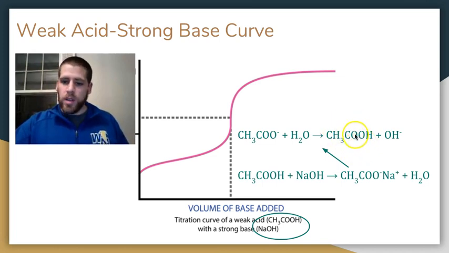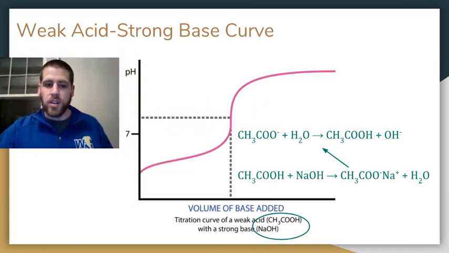It's going to reach an equilibrium with the undissociated acid, leaving behind an OH, which then leaves our final pH a little bit high. We've neutralized all our acid, but because of the hydrolyzation of the acetate ion, we're left behind with a little bit of OH minus.